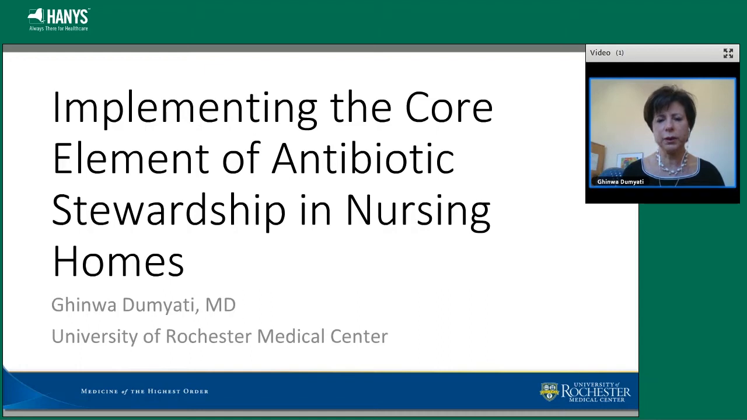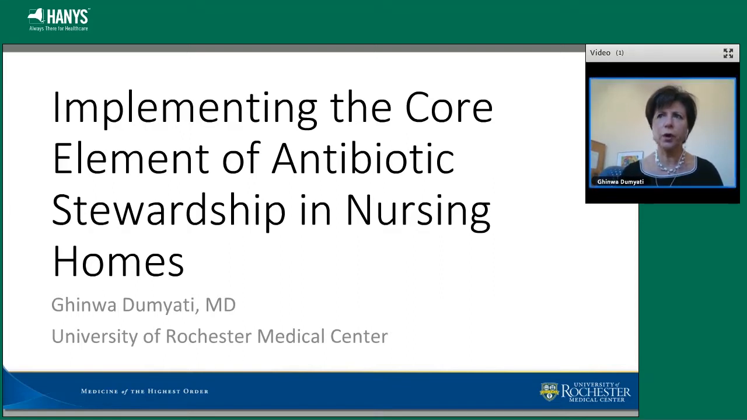I'm going to briefly give you an overview of the toolkit that has been developed by HANYS and give you my experience in using many elements of this toolkit to implement stewardship in several nursing homes in the Rochester area.